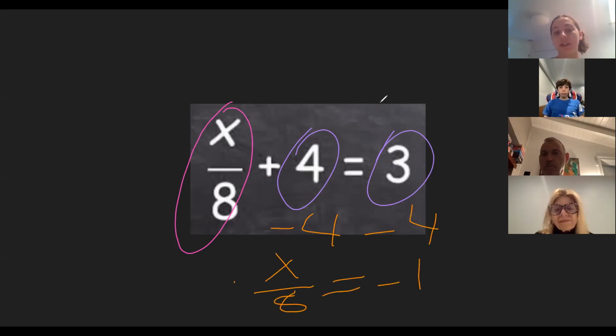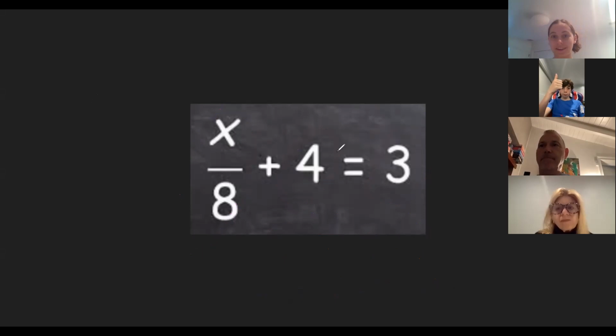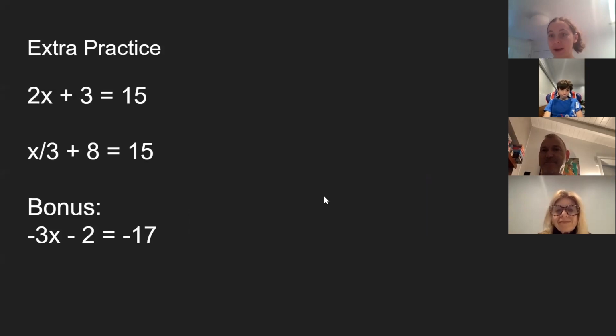And then since we see division, we're going to do multiplication. So times 8, that cancels out, and times 8. And then we get x equals negative 8. Okay, are we all good on that? Okay. So now I'm going to give you guys a couple minutes to work on these problems, and then we'll check back and make sure that everyone got them right, and we'll go through them.